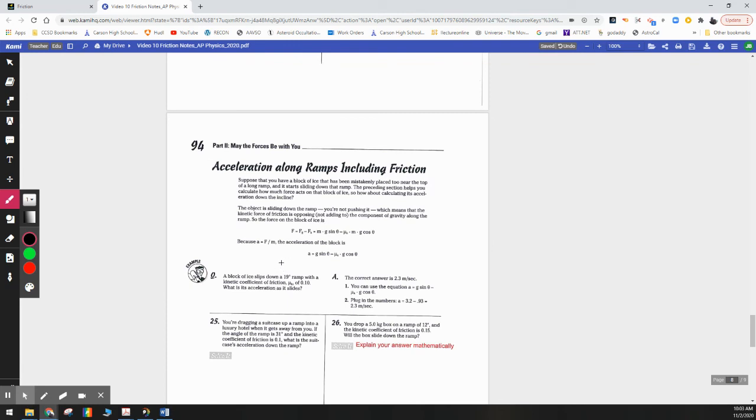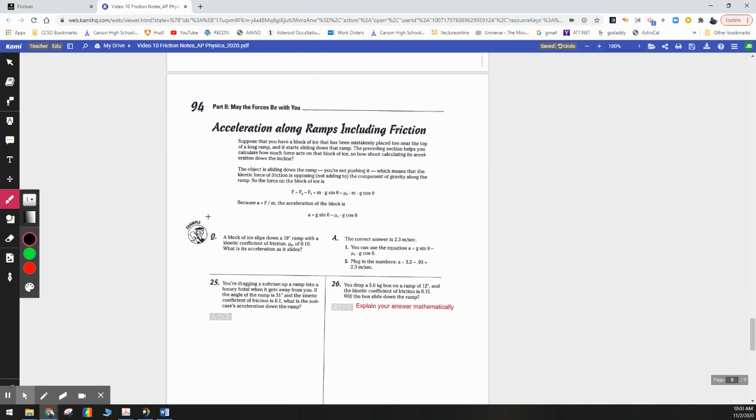Here we have acceleration on long ramps, including friction. It says, suppose that you have a block of ice that has been mistakenly placed near the top of a long ramp and it starts sliding down the ramp. The preceding section helps you calculate how much force acts on the block of ice. So how about calculating the acceleration down the incline? Before we were talking about the force on the ice, but we want to figure out the acceleration.